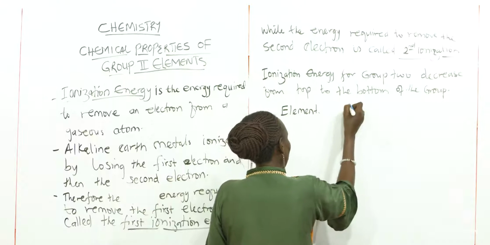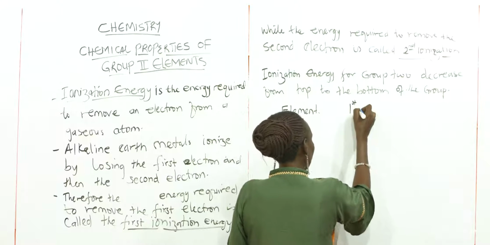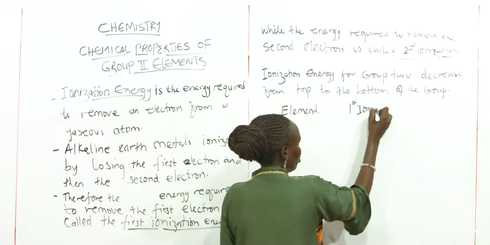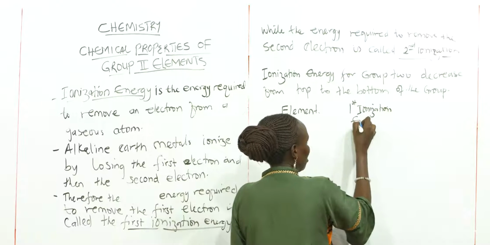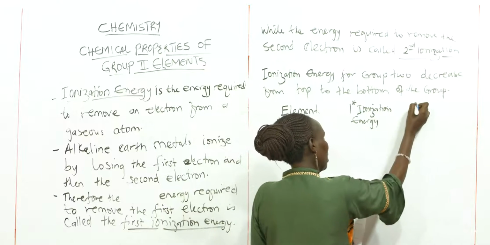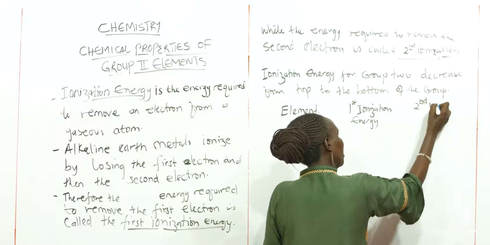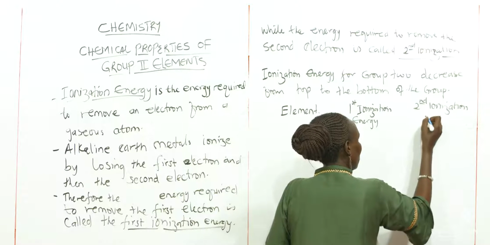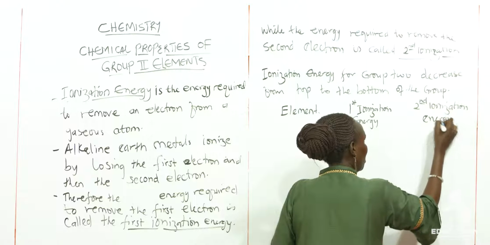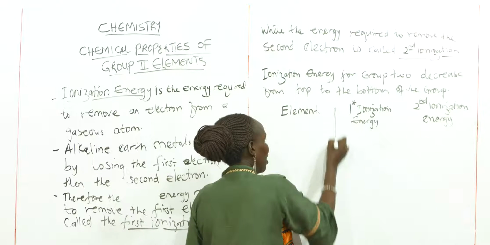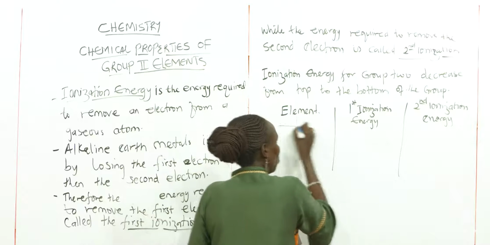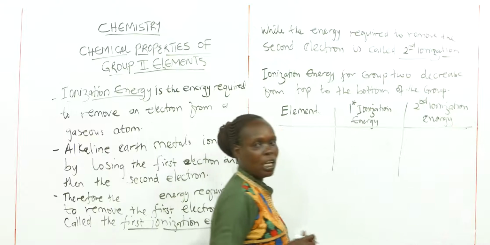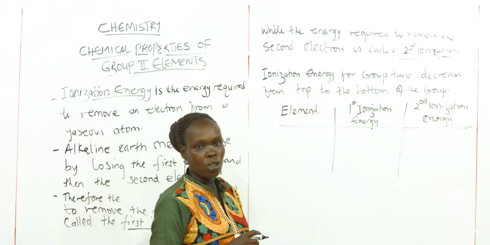We have the first ionization energy, and then the second ionization energy. So this is the second ionization energy and the first ionization energy values. So we are going to have the first 3 elements which we are studying at this level. So we are going to have the first ionization energy, and then we have the second ionization energy.